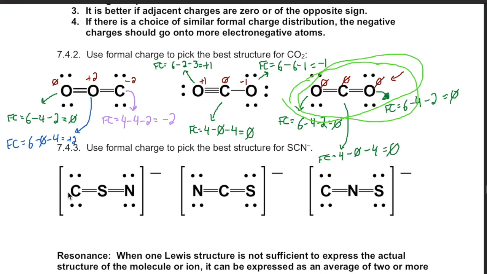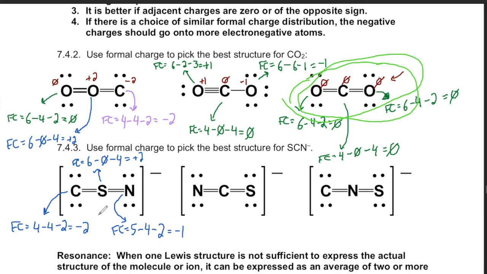All right, let's try something a little bit less familiar than carbon dioxide. Here for the carbon, we have 4 valence electrons, 4 lone pair electrons, and 2 bonds, so a -2 formal charge there. For sulfur, we have 6 valence electrons, 0 lone pairs, 4 bonds, so we have a +2 there. And for nitrogen here, we have 5 valence electrons, 4 lone pairs, and 2 bonds, giving it a -1. So -2, +2, and -1 add up to -1, which is the charge on the ion.